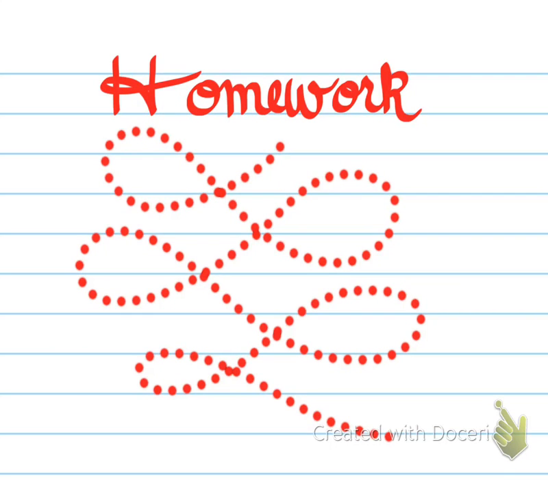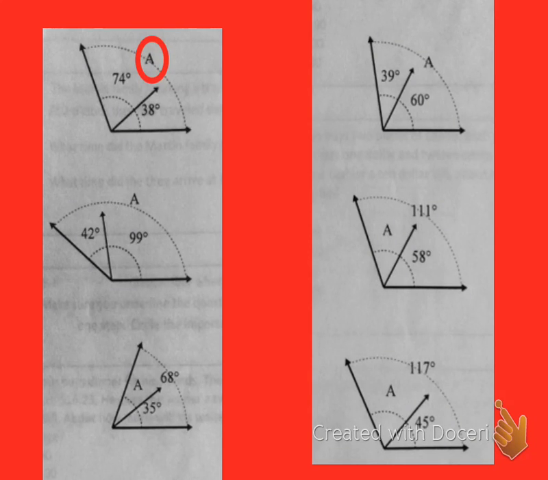Okay, and here's the part of the homework that you need to actually bring into class tomorrow. It's not very many problems at all. Okay, for tonight's homework, you need to find the value of letter A, of angle A. So for this one, you're going to find what the value of this angle is here.